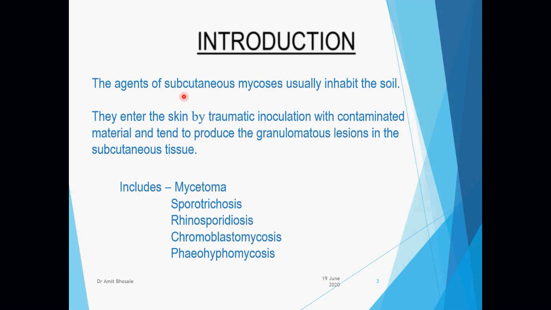The agents of subcutaneous mycosis usually inhabit the soil or stagnant water, and they enter the skin by traumatic inoculation with contaminated material and tend to produce granulomatous lesions in the subcutaneous tissue. This includes mainly mycetoma, sporotrichosis, rhinosporidiosis, chromoblastomycosis, and phaeohyphomycosis. These are the important subcutaneous mycoses.